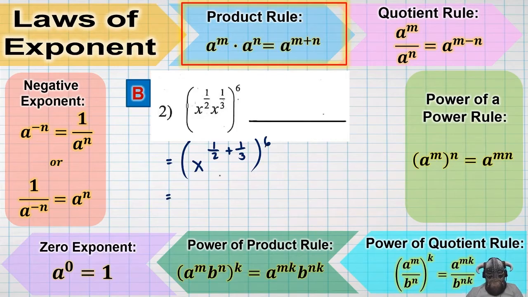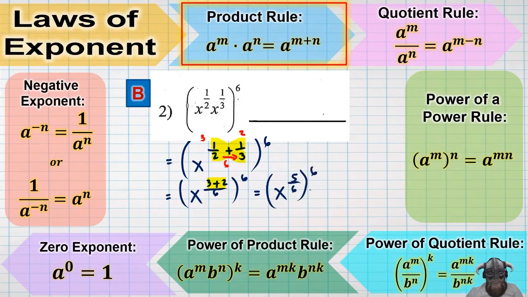Then, after that, we just need to simplify. 1/2 plus 1/3, they are dissimilar. So, we will use the technique from earlier again. 3 times 1 is 3. 2 times 1 is 2. Then, 2 times 3 is 6. So, simplifying it, we have x raised to 3 plus 2 over 6. Then quantity raised to 6. Don't forget that it is raised to 6. So, simplifying it, we have x raised to 3 plus 2 is equal to 5. So we have 5 over 6, quantity raised to 6.